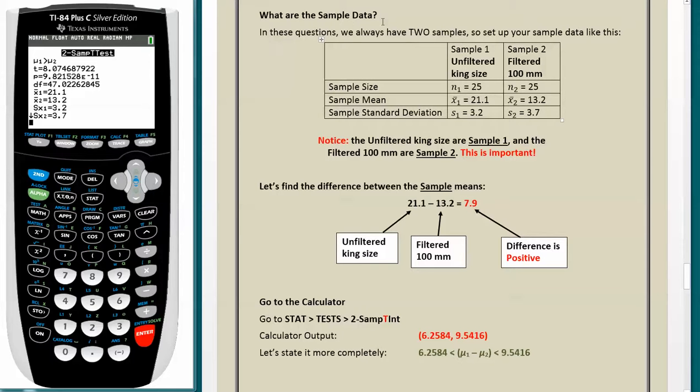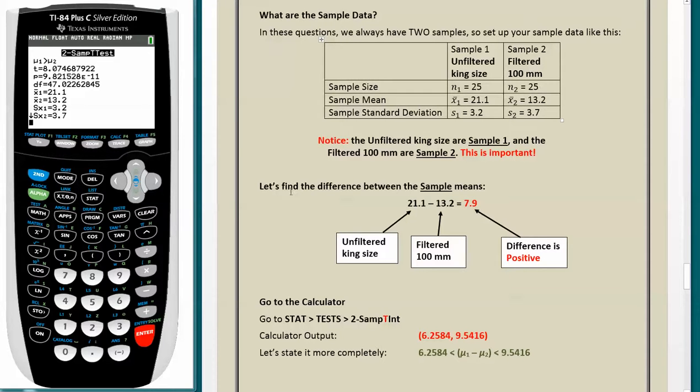So what are our sample data? Well, they're the same as they were when we did the hypothesis test. We set it up exactly the same way. This is the way you keep everything straight. And notice, very important, the unfiltered king-size cigarettes are sample 1, and the filtered 100 millimeter cigarettes are sample 2. Very important you keep those in mind. Which one is sample 1, which one is sample 2.